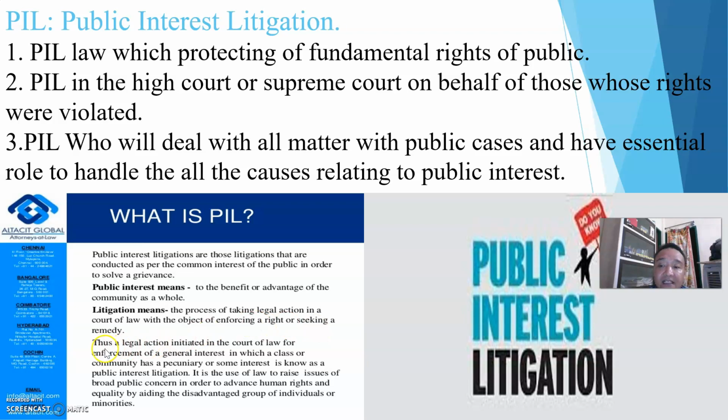remedies. Thus, legal action initiated in a court of law for enforcing the community's interest is known as public interest litigation. It is the use of law to raise issues of broad public concern in order to advance human rights and equality by helping disadvantaged groups, individuals or minorities.